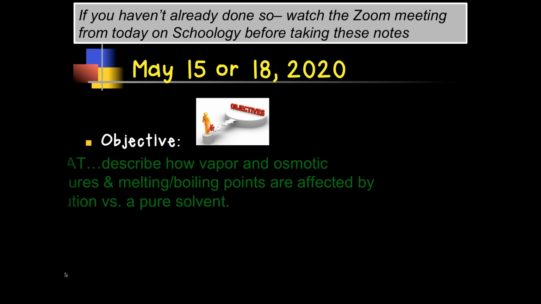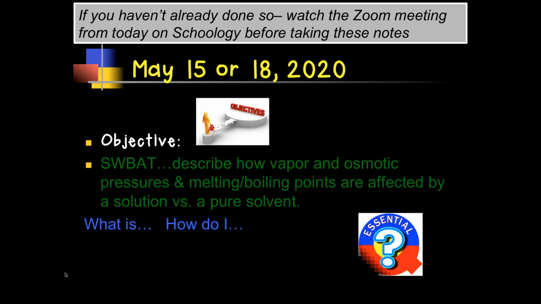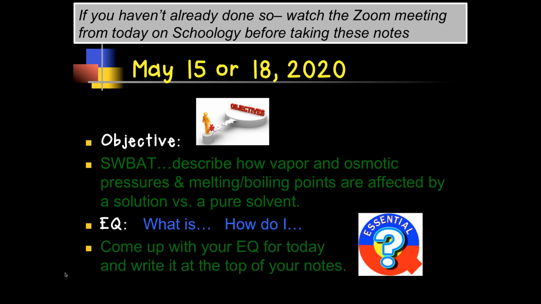Let's get into it. Today, our objective is going to be focusing on vapor pressure and osmotic pressure, melting point and boiling point, compared to a solution compared to a solvent. So the idea is how might those properties change when instead of just having a pure solvent, you have something dissolved into it. So it's kind of a bulky EQ, but you can separate it if you want to, or you can make it into one kind of long one. That's fine, whichever makes sense to you.